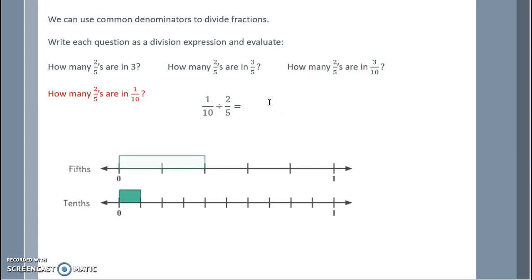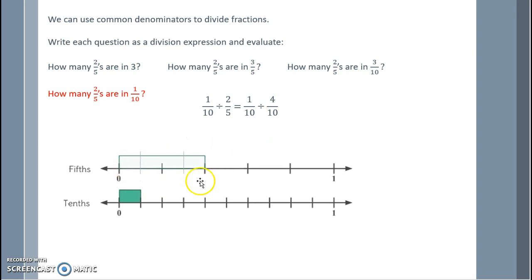How many 2/5 are in 1/10? Our division problem is 1/10 divided by 2/5. We need to find a common denominator, so I'm going to split my fifths into tenths. 1/10 divided by 4/10 is the same as 1/10 divided by 2/5.